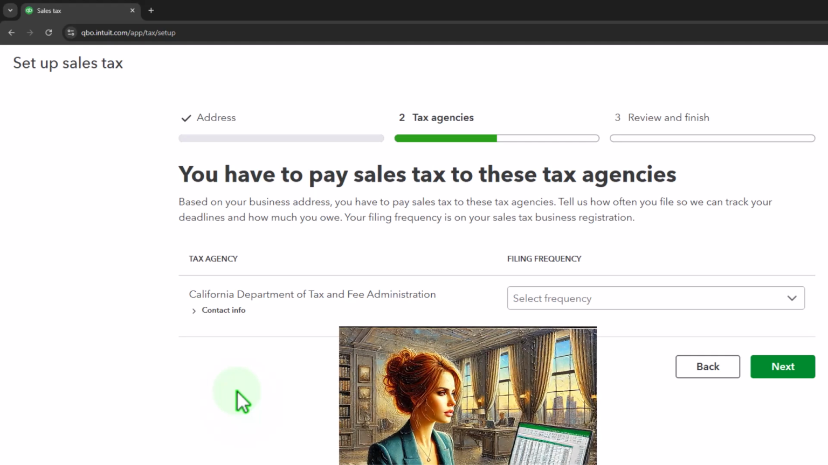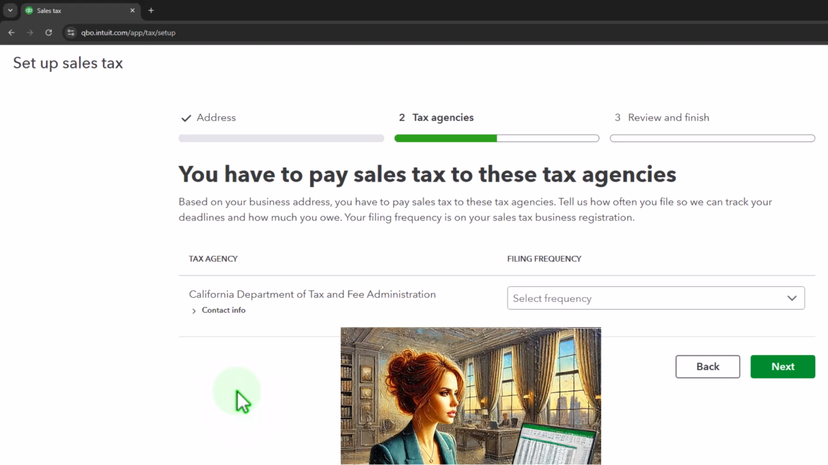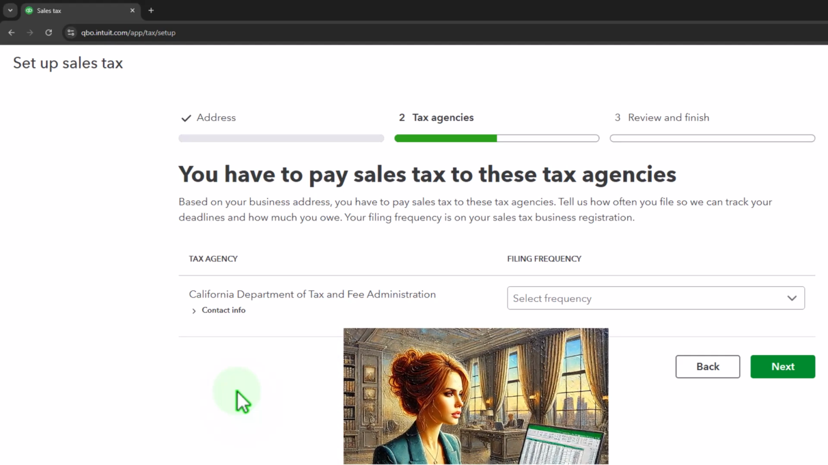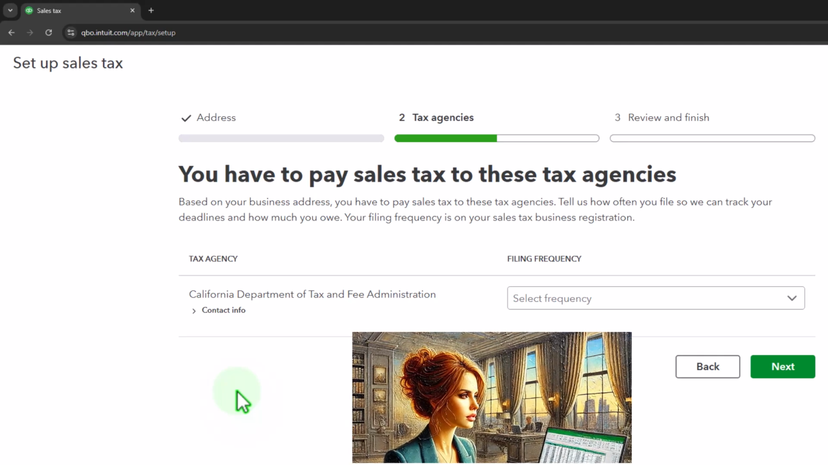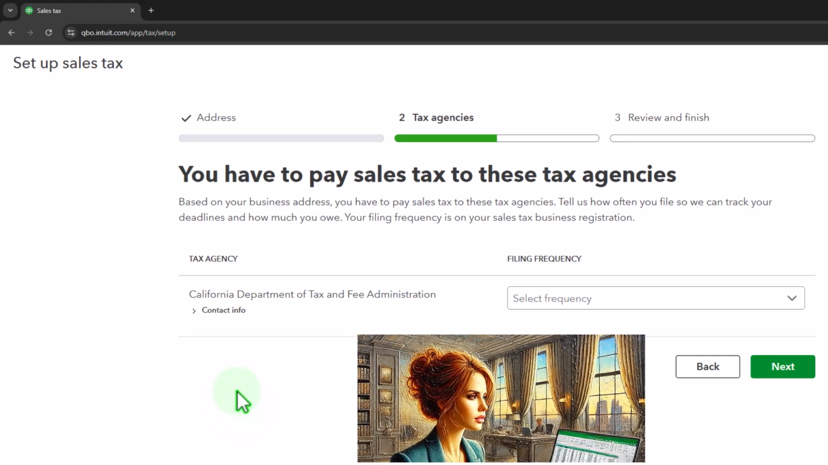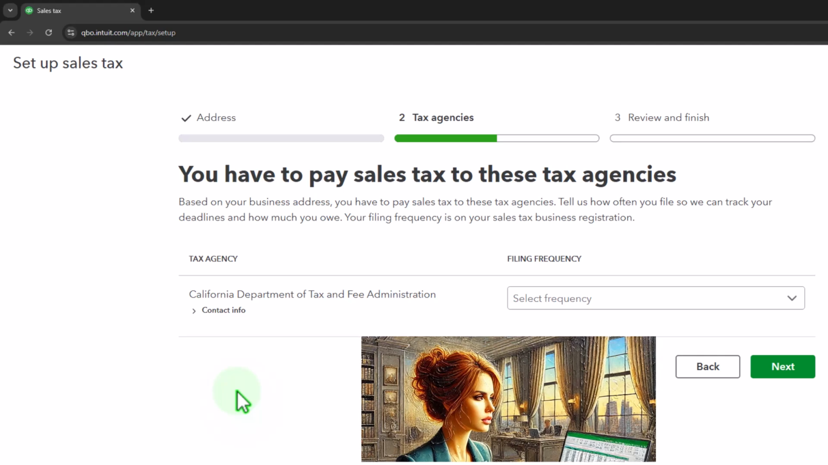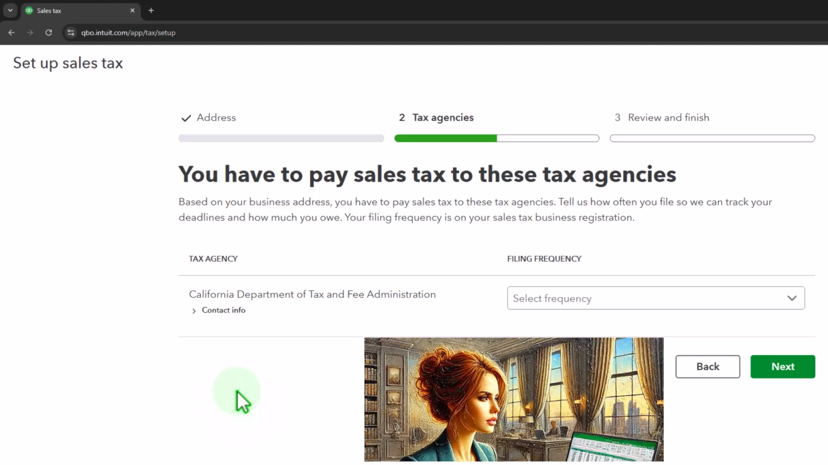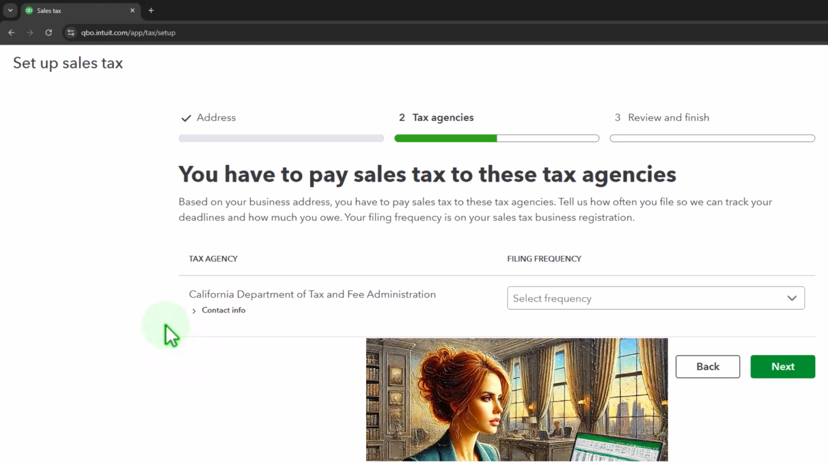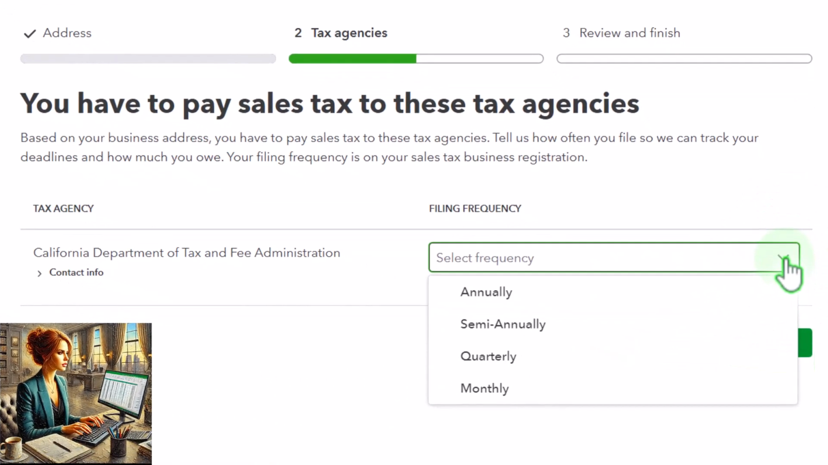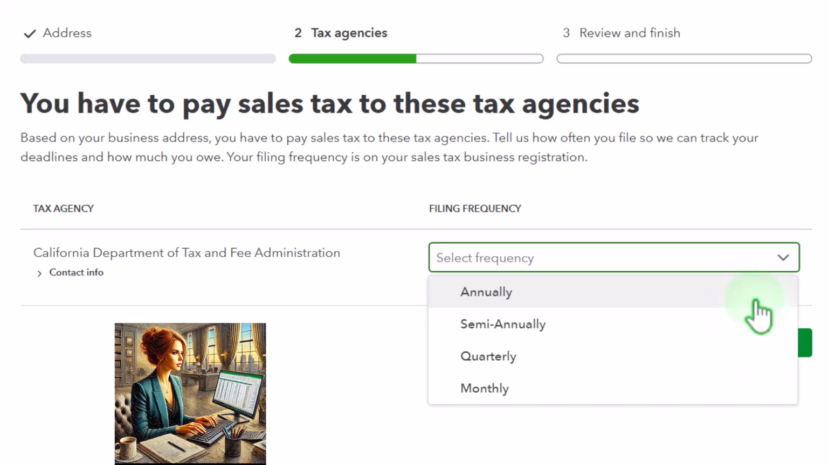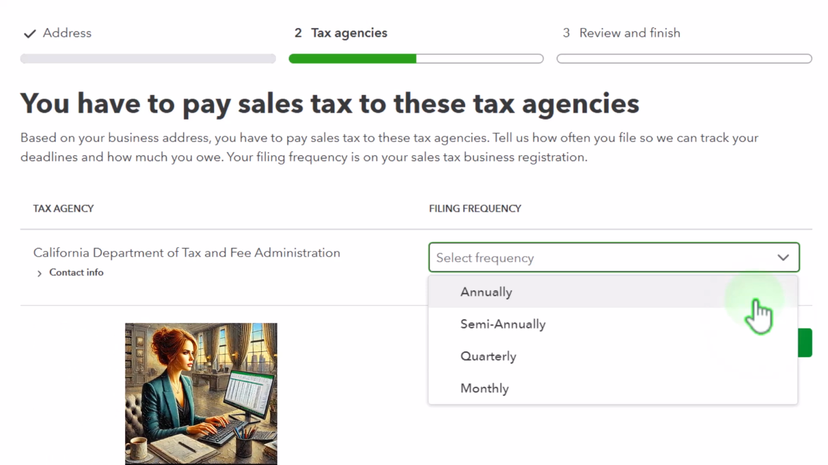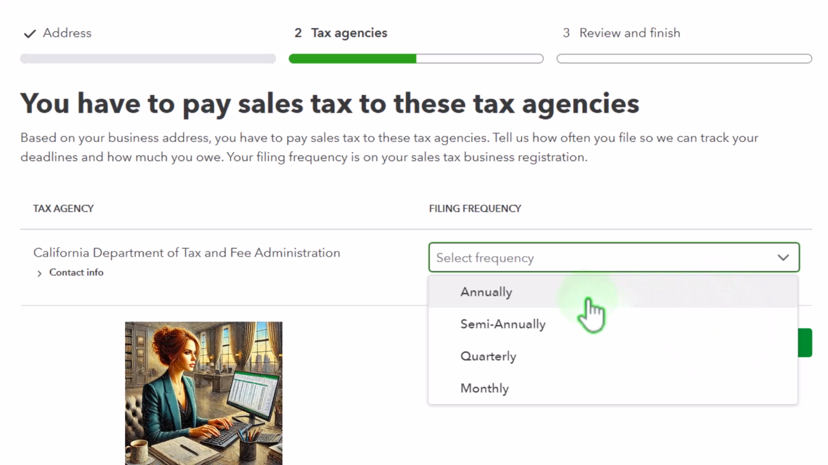But anyway, so tell us how often you file so we can track your deadlines and how much you owe. Your filing frequency is on your sales tax frequency registration. So now that we have the location, we have to be signed up for the sales tax. In our case, it would be with the California Department of Tax and Fee Administration, which would then tell us the frequency that we have to pay them. Usually this will be dependent upon how much sales we make. In other words, if we don't make that many sales, we might only have to pay them annually.